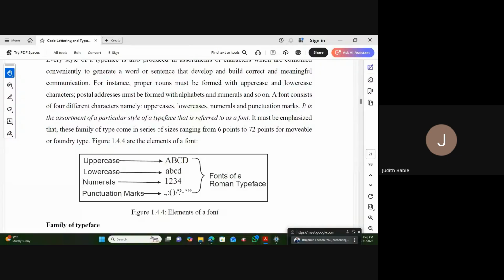Postal addresses must be formed with alphabets and numerals and so on. A font consists of four different characters, namely uppercase, lowercase, numerals, and punctuation marks. So if you're looking at a font, we are looking at uppercase, lowercase, numerals, and punctuations. That is why I say a font is a specific size and style of a typeface. Remember, a specific size and style of a typeface. So you can write it down somewhere. It's not here, but I'll just summarize it for you.